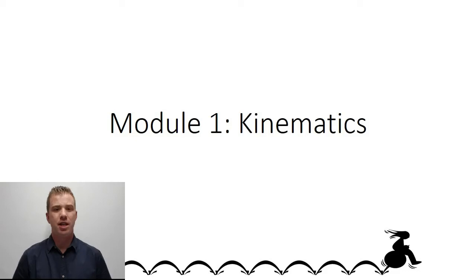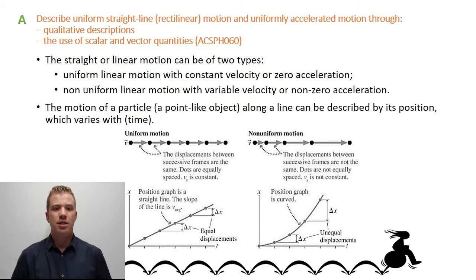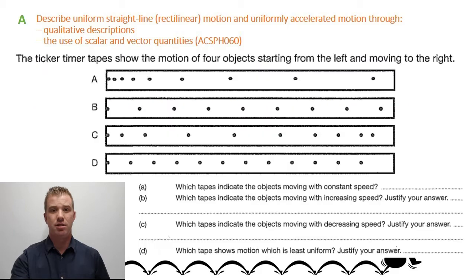Straight line motion and uniform accelerated motion through qualitative descriptions and the use of scalar and vector quantities. So we've got a graph representation here of both of those, uniform and non-uniform motions. And the best way to describe it is uniform motion is a straight line on a graph, while a curved graph shows non-uniform motion. So uniform linear motion is with constant velocity or zero acceleration, while non-uniform linear motion has variable velocity and non-zero acceleration.